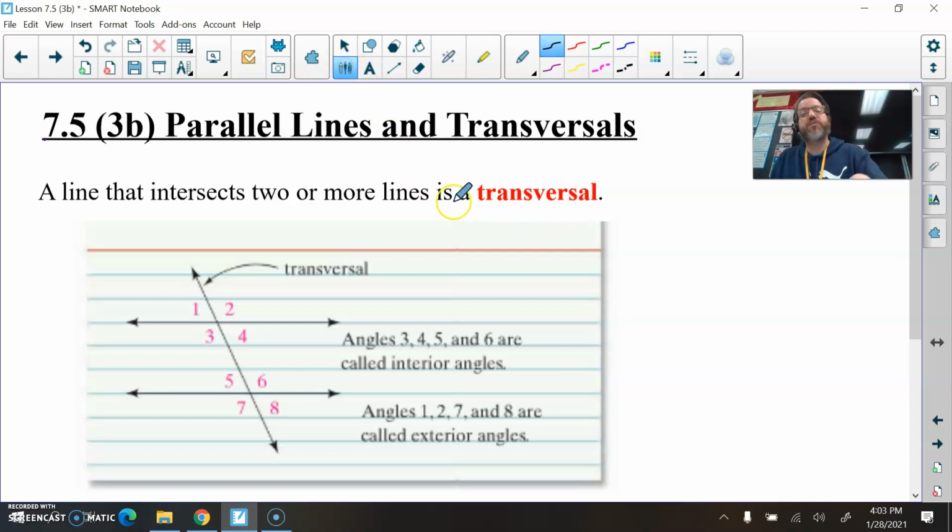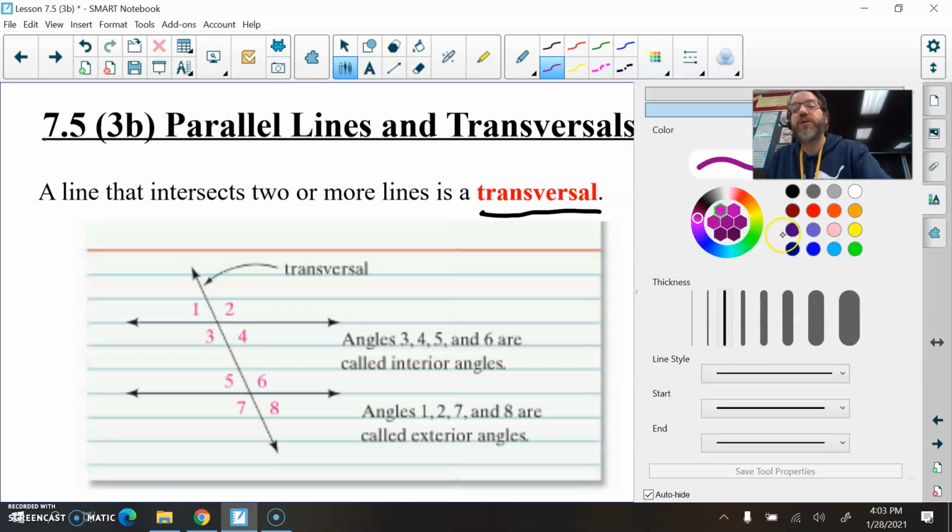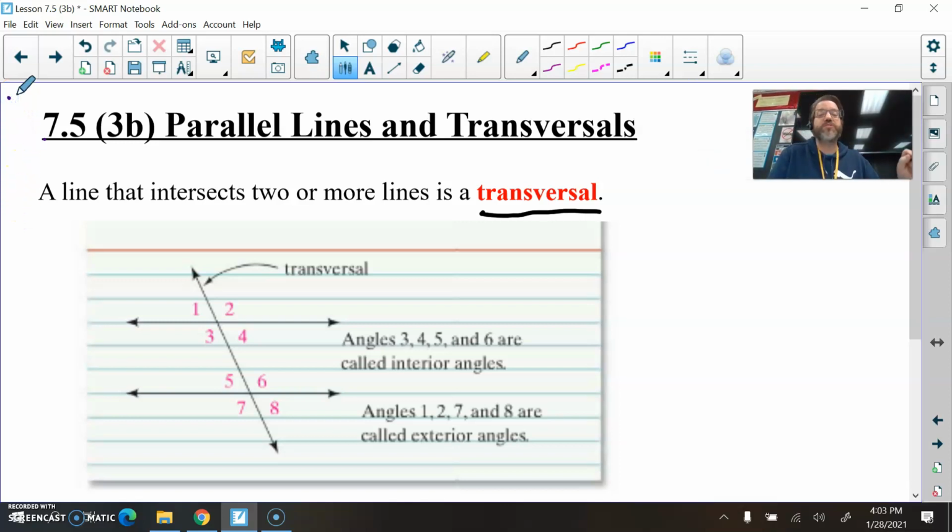Okay, so much vocabulary in this chapter. It's a transversal, and I want it to be purple, but it's black. All right, so anyway, what happens? Well, you're going to see some of the same terms that we've been discussing, but I have some new terms for you too.